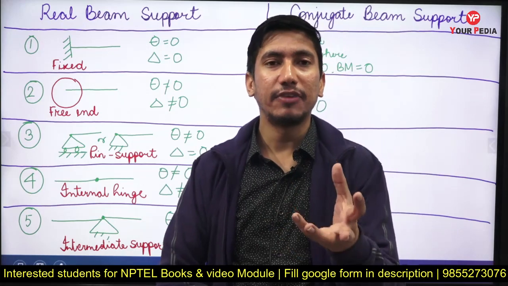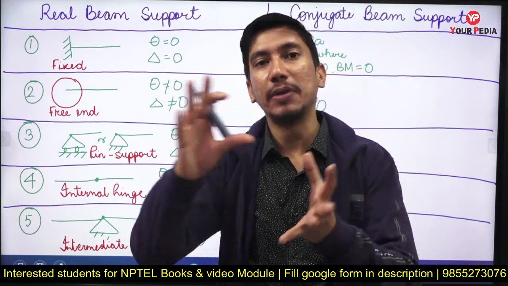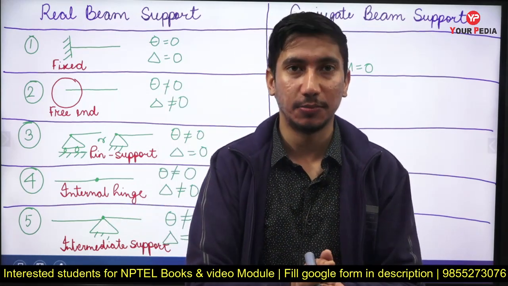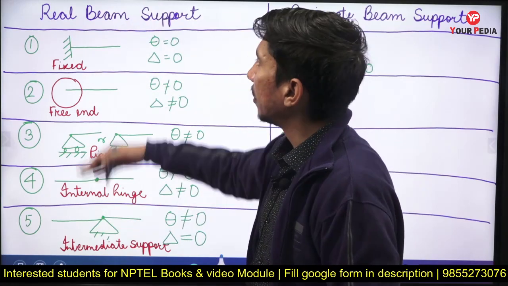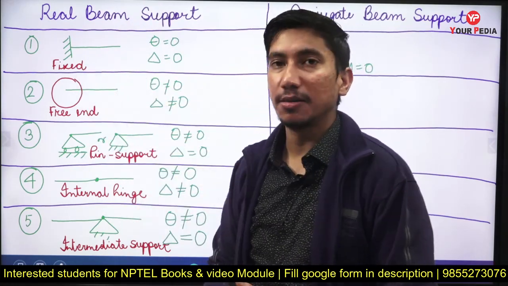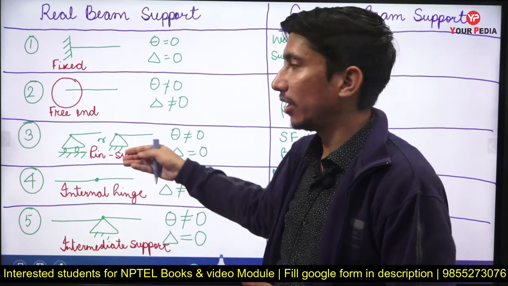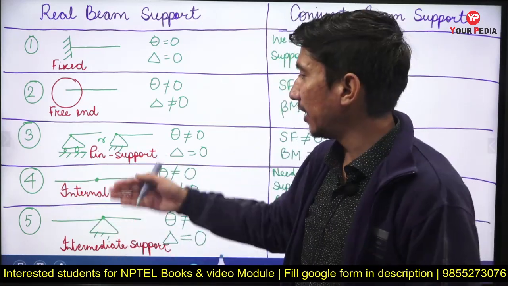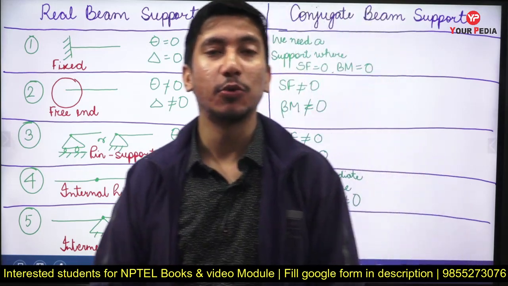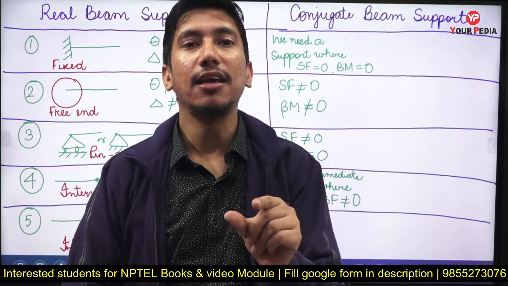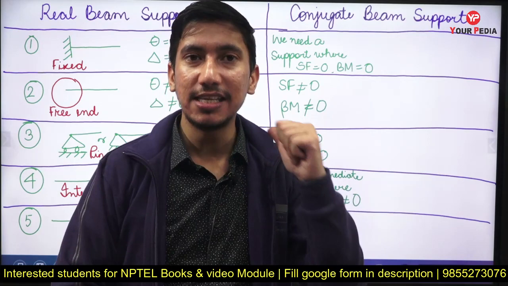How are we going to replace the real supports with the conjugate supports? These are the real beam supports. You can have a fixed end support. You can also have a free end in the real beam. You can have a pin support or hinge support, a roller support. You can have an internal hinge, an intermediate support here. So what are the conjugate supports of these real beam supports?